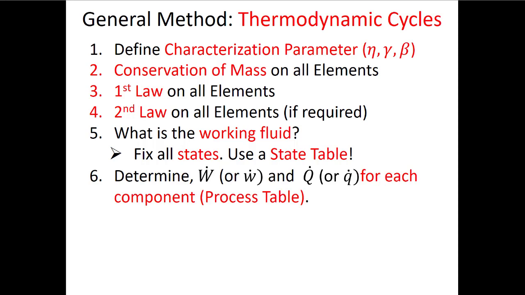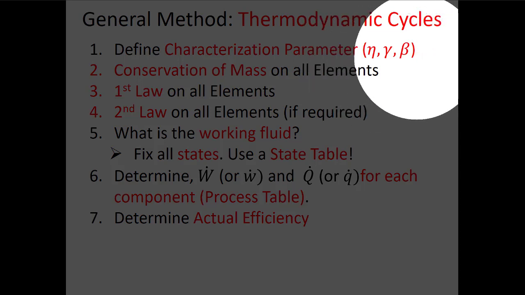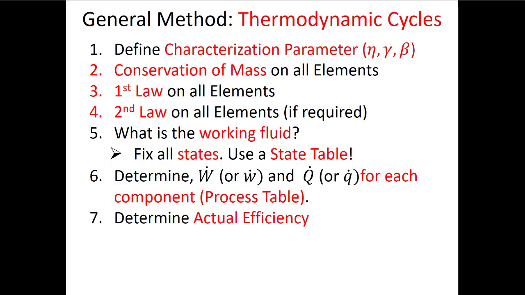Once we've done that, we can find the power and the heat transfer for every component. And that'll help us figure out the actual efficiency if we're talking about a heat engine, or the actual coefficient of performance if we're talking about a refrigerator or a heat pump. If we want to, we can compare the efficiency of the actual or real cycle to the Carnot efficiency. Now we know that the Carnot efficiency or coefficient of performance has to be better because the ideal system will always do better than the real system.